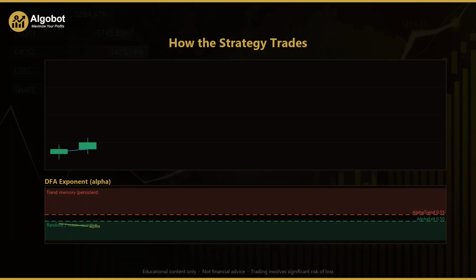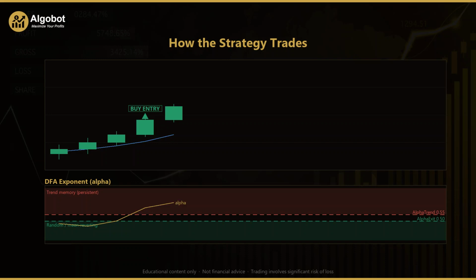Up top, we have the price candles with the blue trend EMA weaving through them. In the panel below is the star of the show, the DFA exponent alpha, plotted as a gold line. Two dashed levels sit on that panel. The upper one, at 0.55, is AlphaTrend, the arm level. The lower one, at 0.50, is AlphaExit, the regime loss level. Above the arm level is the trend memory zone, and below the exit level is the random, mean reverting zone.